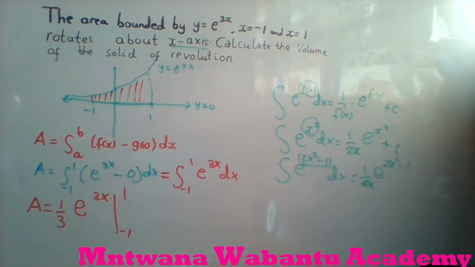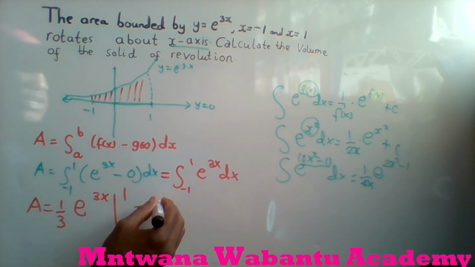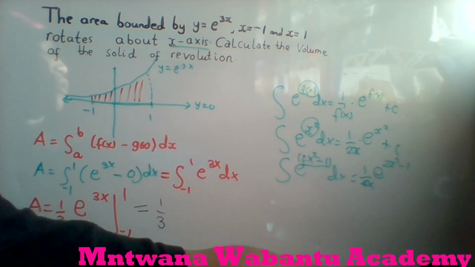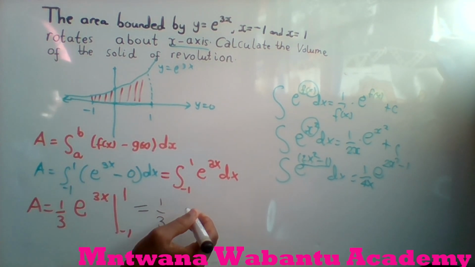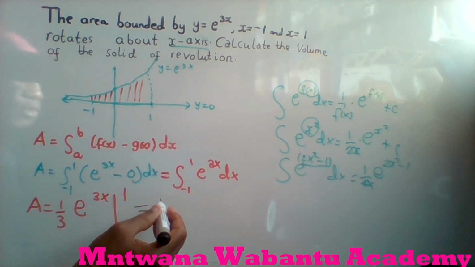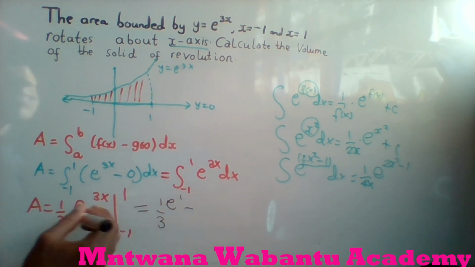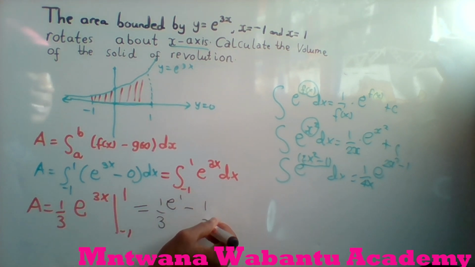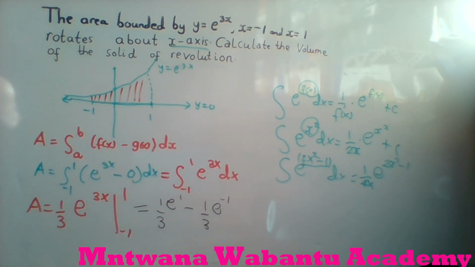Let's substitute. What is our upper limit? It is 1. So we're going to say 1 over 3, just a constant, and then we have e^1. Upper limit is 1, so we say 1 minus, now 1 over 3. What is the lower limit? -1. So we're going to say e^(-1). But we can simplify further.